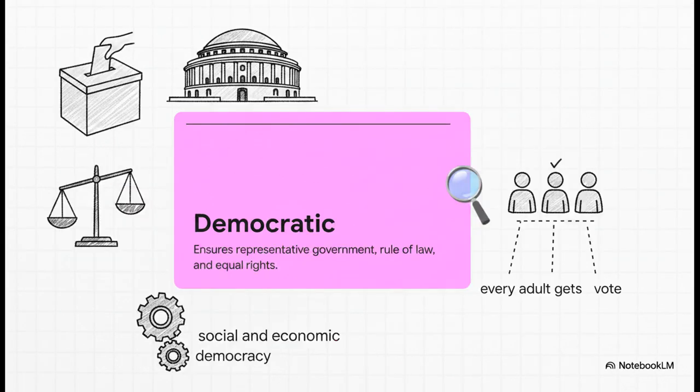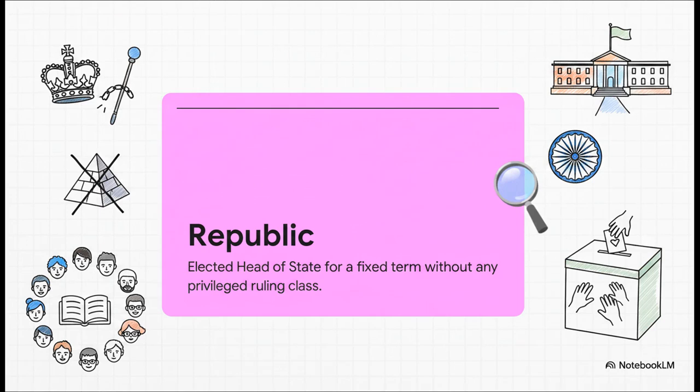Fourth is democratic. India established a representative democracy with universal adult franchise, which means every single adult gets a vote, along with free, fair, and periodic elections. But the philosophical ideal here goes way deeper than just casting a ballot. The founders deeply recognized that a true democracy can't just be political, it must also ensure genuine social and economic democracy for all its people. Finally, we have republic. This is a massive contrast to systems like the British monarchy.